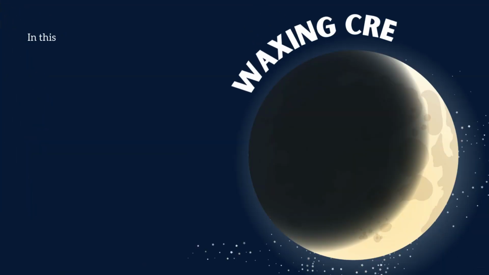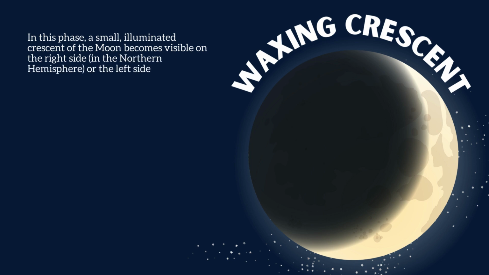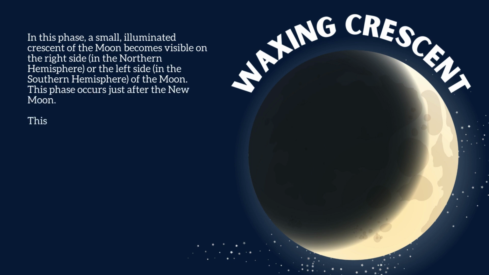In this phase, a small illuminated crescent of the moon becomes visible on the right side in the northern hemisphere or the left side in the southern hemisphere of the moon. This phase occurs just after the new moon. This lunar phase is called the waxing crescent.